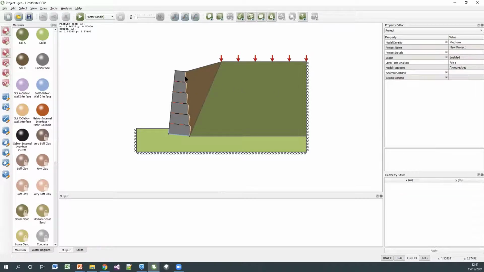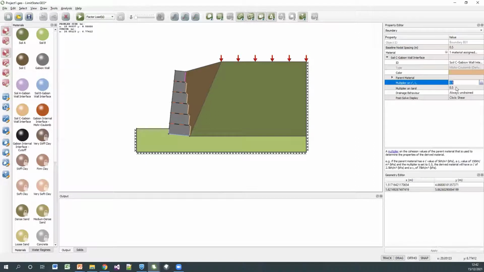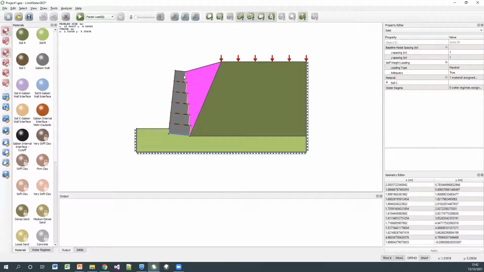We also have materials between the gabion and the soil body, which are interface materials, which allow us to model weaker strength along the interface than in the main soil body. So for example, this material is modeling a strength of c and tan phi, 1/2 of its parent material, and its parent material is this soil C material, which is that color. So it's basically modeling half the strength of the adjacent soil. You can set that to any value you like, anything from 0 to 100% of the strength of the adjacent material.